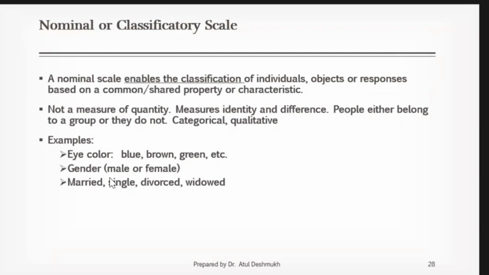Or gender, males and females, just a classification based on gender. Or another classification: married, single, divorced, widowed. So it is just a classification. It is not giving any further information. It is not further categorizing. So what is a nominal scale basically? It is a classificatory scale and it has no natural order. So always remember, whenever there is no natural order, it is called a nominal scale, a classificatory scale, the basic scale of measurement in research.